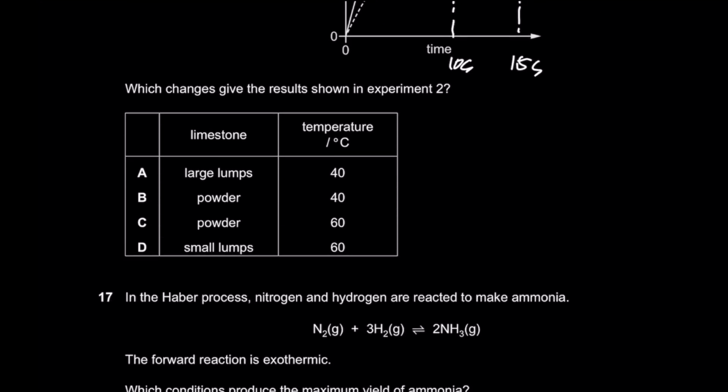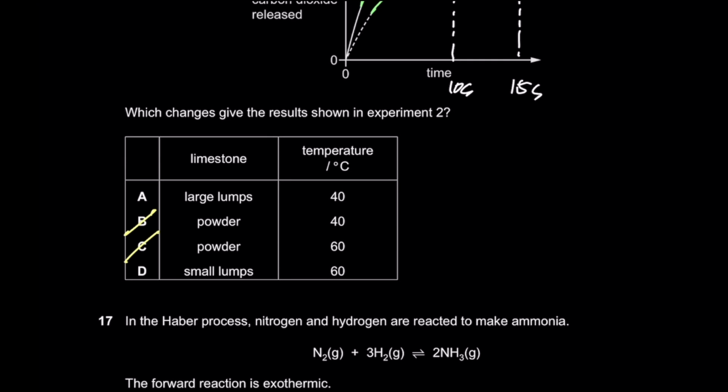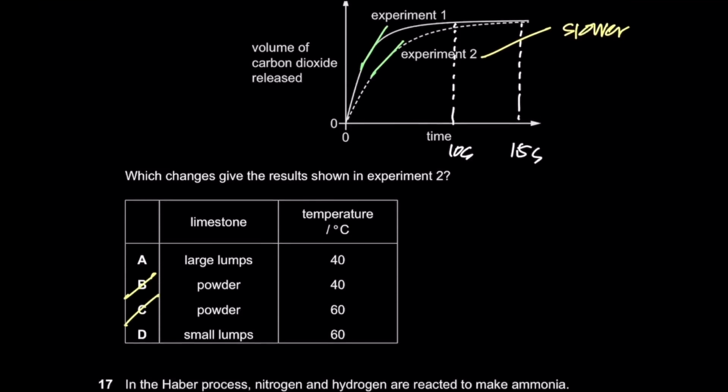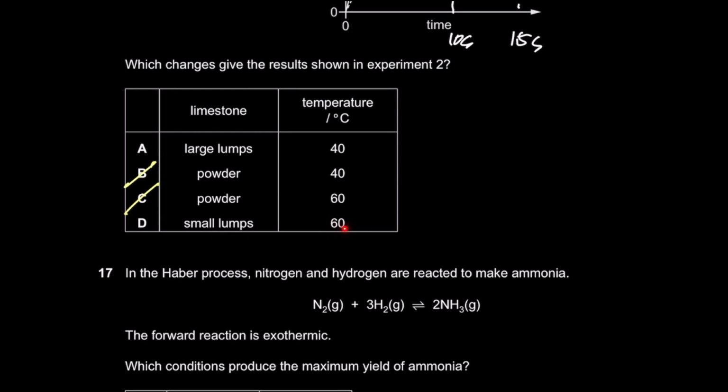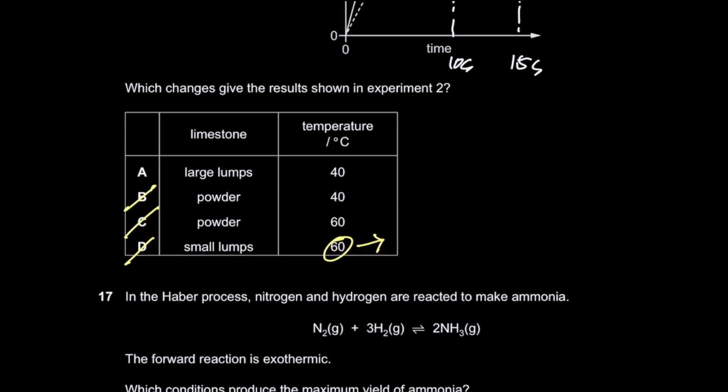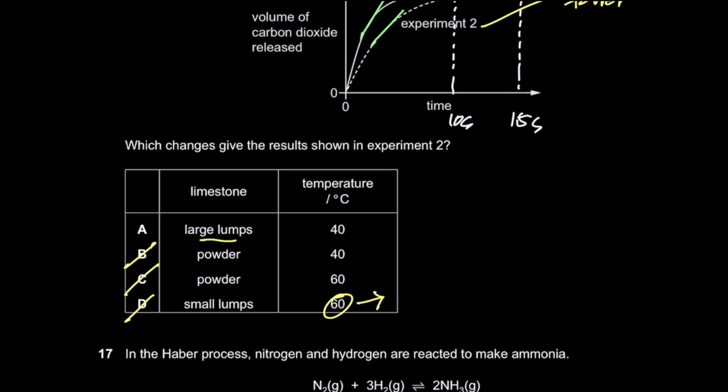And if experiment 2 is slower, that means you would not use powdered limestone. You would either use small lumps of limestone at a lower temperature, or you would use large lumps of limestone, right? So small lumps of limestone at a higher temperature? No, sir. If it were at a higher temperature, then the rate would obviously increase. Why would it be a lower rate? So D is wrong. Large lumps means decreased surface area, and less particles will be exposed, therefore the rate of reaction will decrease because the frequency of collisions decreases. So A is correct. The temperature is remaining constant in this case.